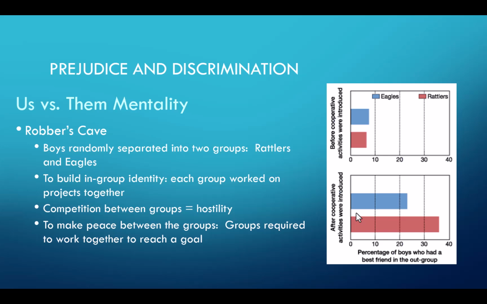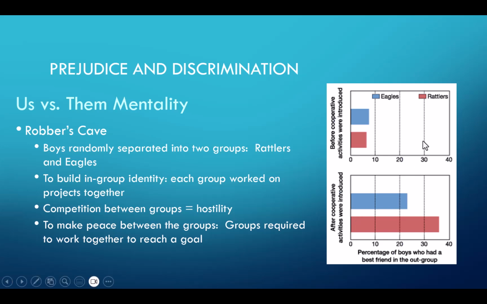So the Rattlers and the Eagles together had to work together to reach a common goal. And sure enough, this made peace between the groups, leading to the idea that competition between groups created that us versus them social identities, or ethnocentrism, and cooperation reduced that us versus them way of thinking.